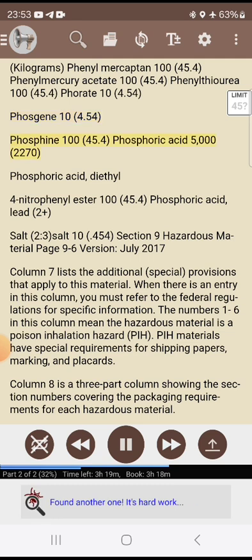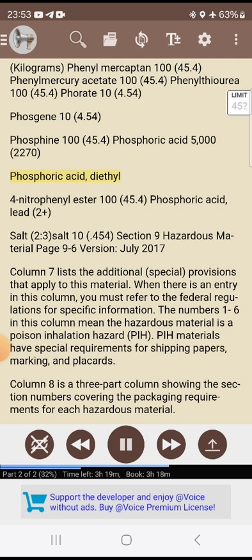Phosphine 100, 45.4; phosphoric acid 5000, 2270; phosphoric acid, diethyl 4-nitrophenyl ester 100, 45.4; phosphoric acid, lead 2+ salt 10, 4.54. Section 9 Hazardous Material, page 9-6, version July 2017.